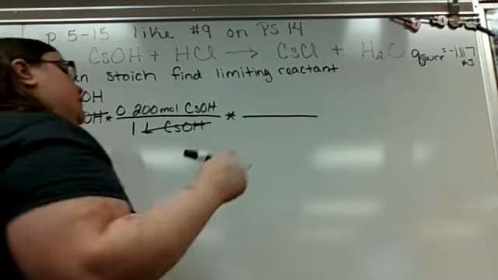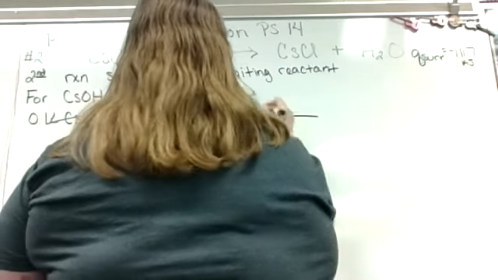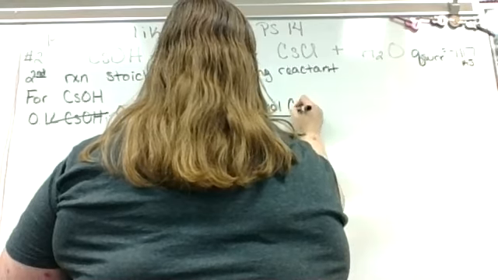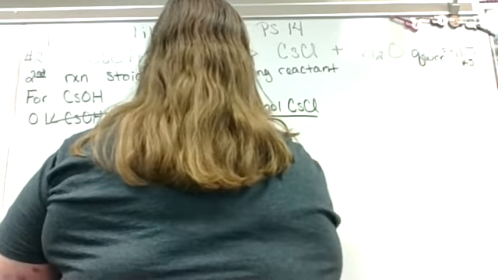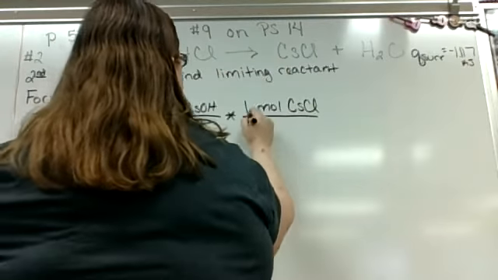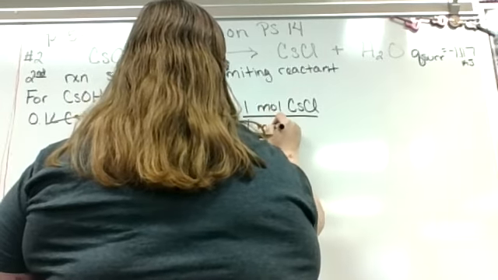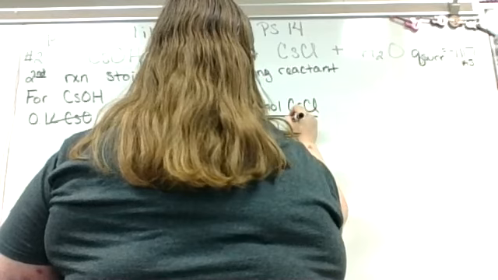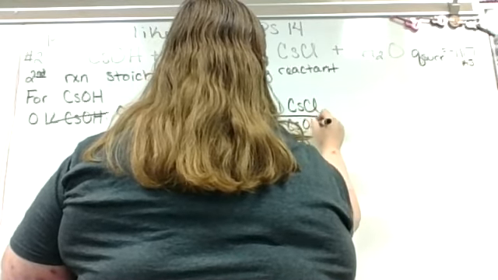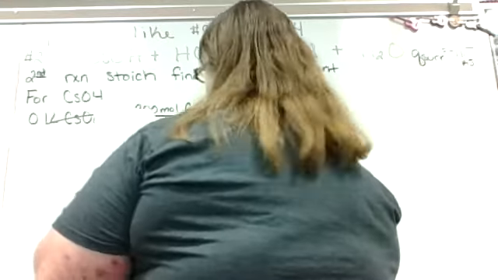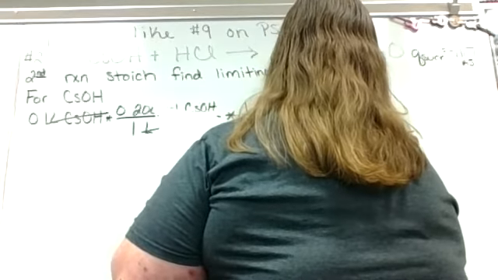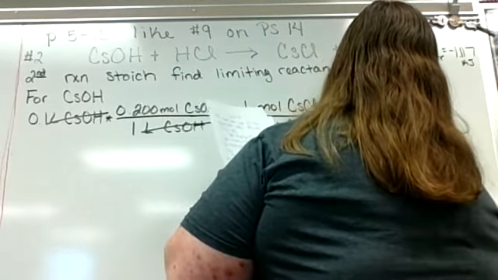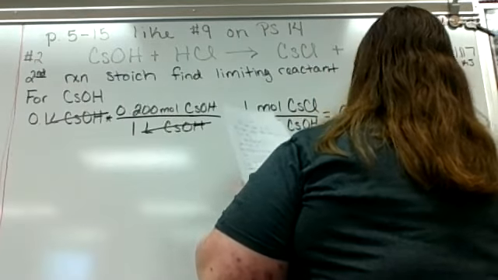So we might as well save our work because the work is very daunting for this problem. So we have 1 mole of CsCl for 1 mole of CsOH. So we get 0.02 moles of CsCl.